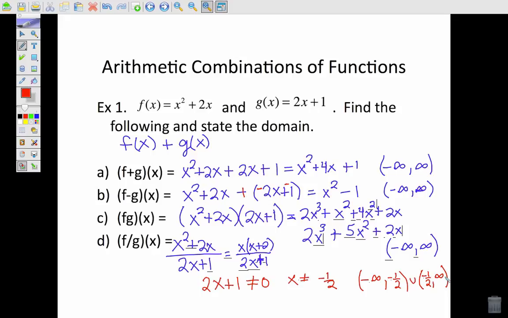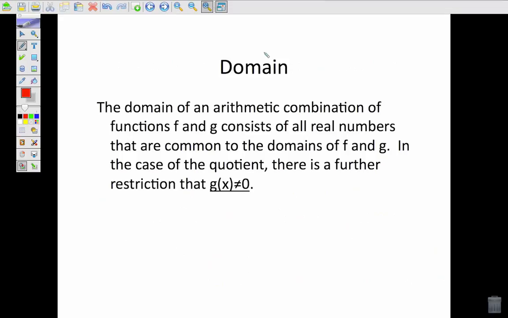Now what we're going to look at is we're going to dig into a little bit more of the domain and compositions. All right, domain. The domain of an arithmetic combination of functions f and g consists of all real numbers that are common to the domains of f and g. In the case of a quotient, there is a further restriction that g of x cannot equal 0. So in a case like this, if you are dividing f of x by g of x, then the function g cannot equal 0, which we just did in the last example.